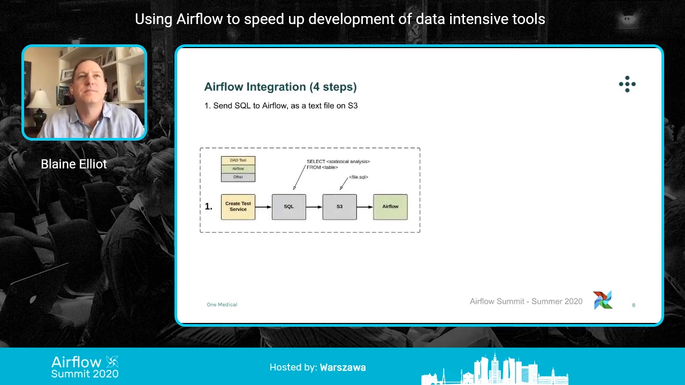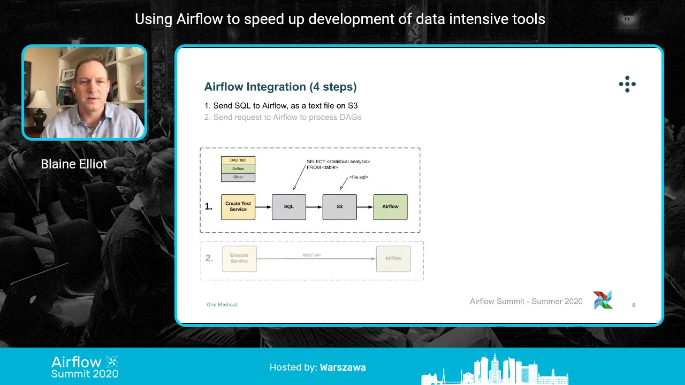The first step is sending the SQL instructions to Airflow itself. In this case, Airflow is receiving a text file that's SQL-like instructions. It's not so much statistical analysis in the SQL files themselves, but SQL operations that extract the data needed to do statistical analysis. And this is pushed over in just a raw SQL file in S3 that Airflow captures.